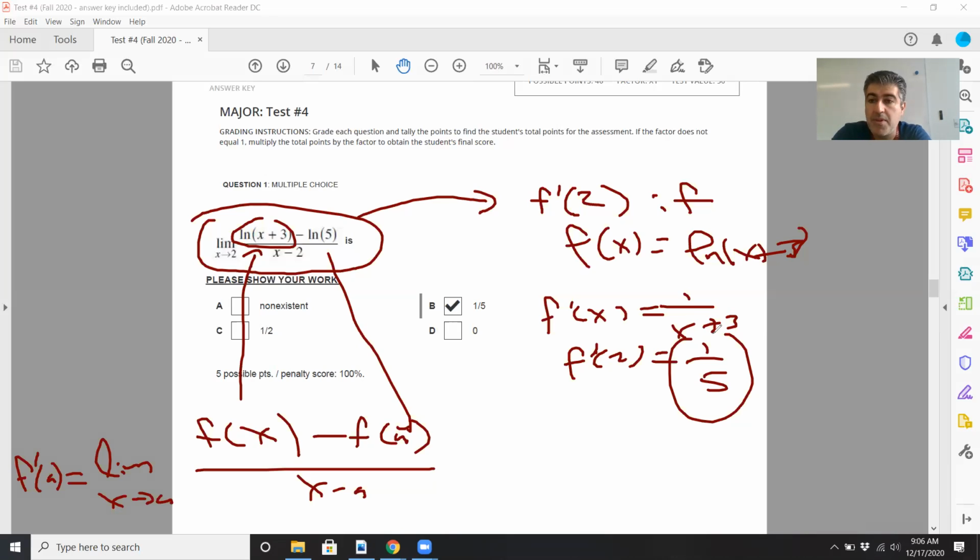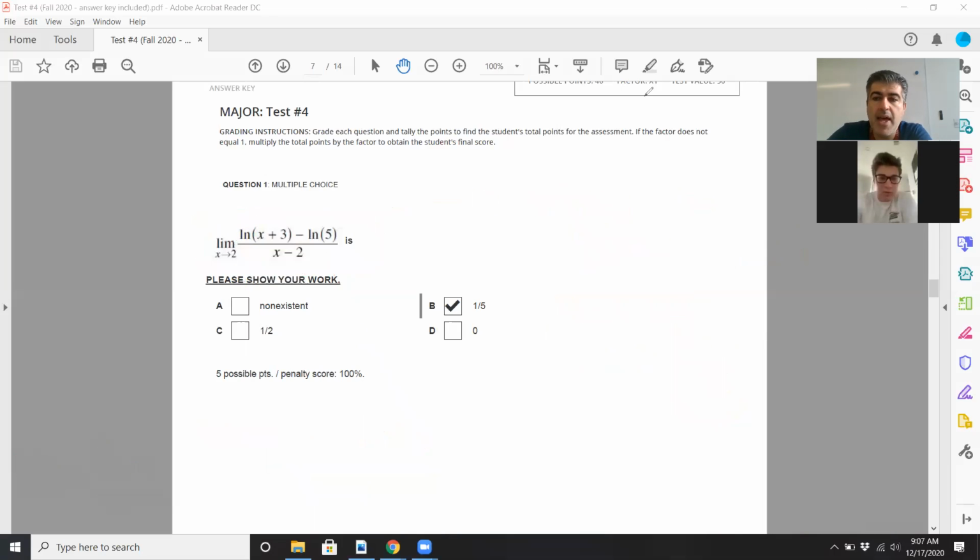Again, that just represents a derivative. That's all it is. And yeah, just evaluate it at 2. And the function is natural log of x plus 3. So, okay, I'll go and clear the drawings. And anything you need me to re-explain, please let me know. I'm more than happy to re-explain stuff.